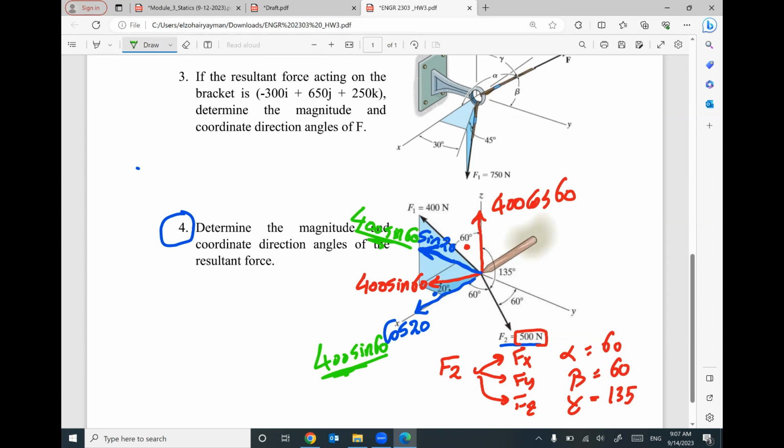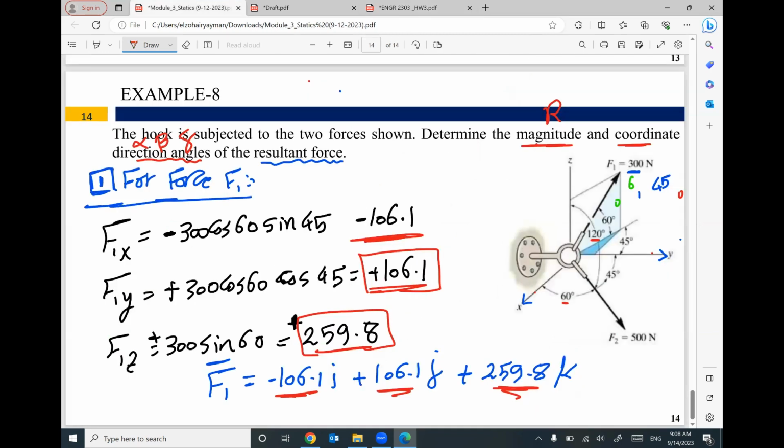So by the end, you are able to break F1 into 3 components in X, Y, and Z. For X, it will be positive 400 sine 60 cosine 20. For Y, it will be negative because this direction is negative: 400 sine 60 sine 20. For Z, it's positive 400 cosine 60. Does that make sense? Looks good. Problem number 4 is exactly like the solved examples we did, and I believe it will be exactly like your coming quiz on Tuesday.